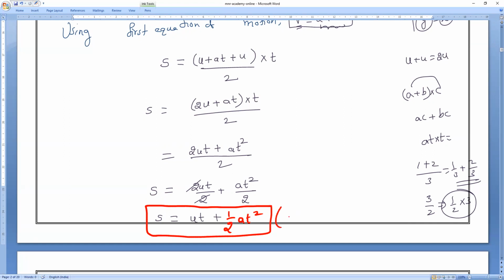Clear? Second equation of motion. Everybody read it: S equals to UT plus half AT square. Any doubt? Very simple. Yes or no? Yes, sir. But I am using all these mathematical tools here just for your better understanding. You understood or not?